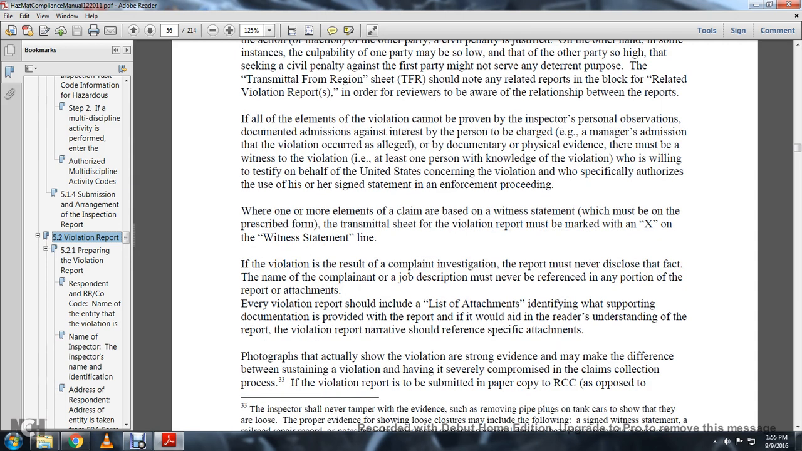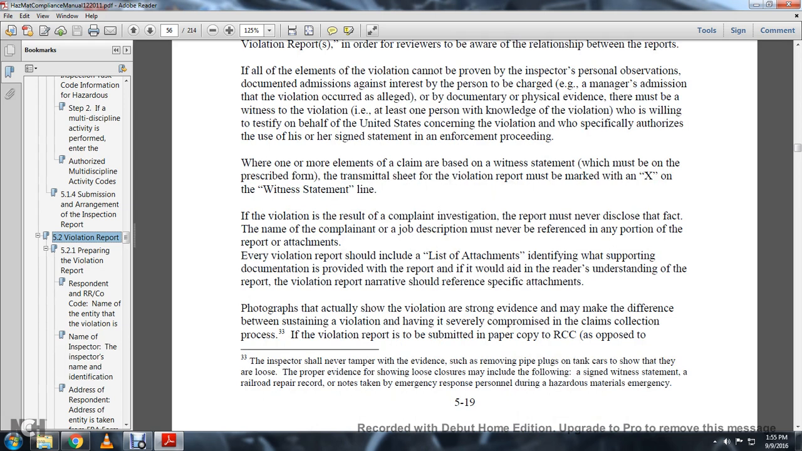When one or more elements claim that it is based on a witness statement, which must be on the prescribed form, the transmittal sheet of the violation report must be marked with an X for the witness statement. If the violation is resolved with the complainant investigation, the report must disclose that fact, but the name of the complainant must not be referenced in any portion of the report or attachments.